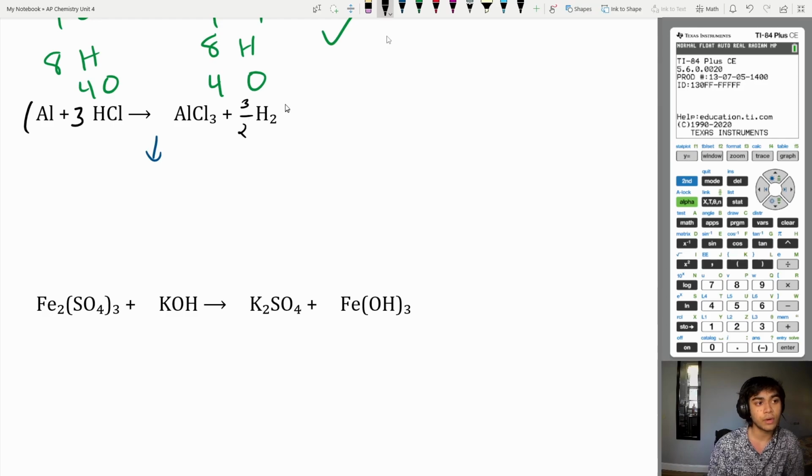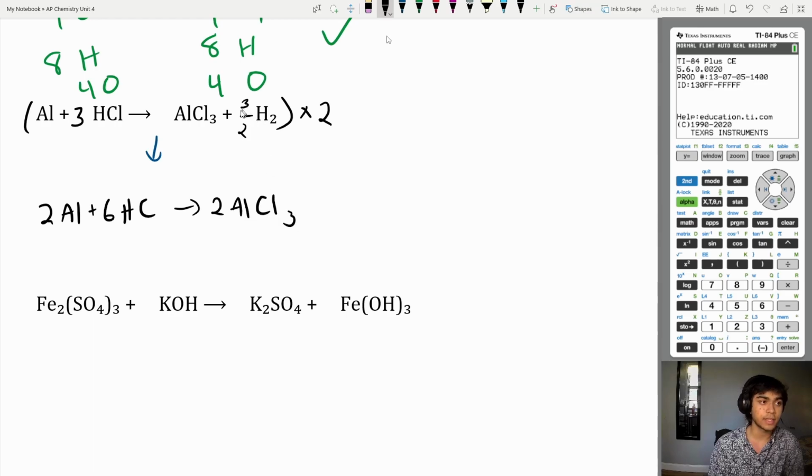The way you can make all these whole numbers is by multiplying the entire equation by 2. So instead of having 1 aluminum, we could have 2 aluminum. Instead of having 3 hydrochloric acids, we could have 6 hydrochloric acids. And then instead of having 1 aluminum chloride, you could have 2 aluminum chloride. And then instead of having 3/2 hydrogen, you could have just 3 hydrogens. And that balances out the equation.